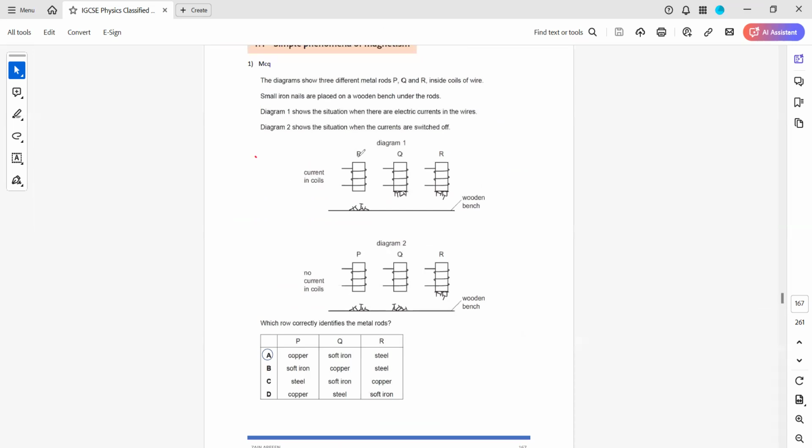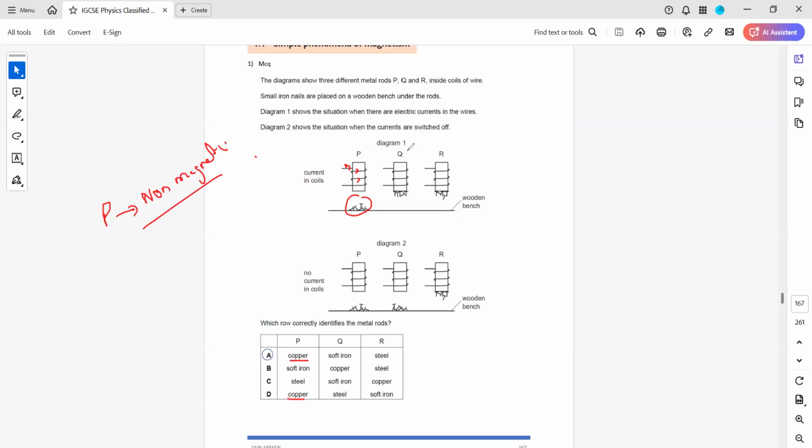Look, in the first diagram there is a current. When there is a current, it is not attracting the iron nail. When there is no current, it is not attracting the iron nail. So P is a non-magnetic material. So which can be a non-magnetic material? Copper is non-magnetic. So either A can be an answer or D.